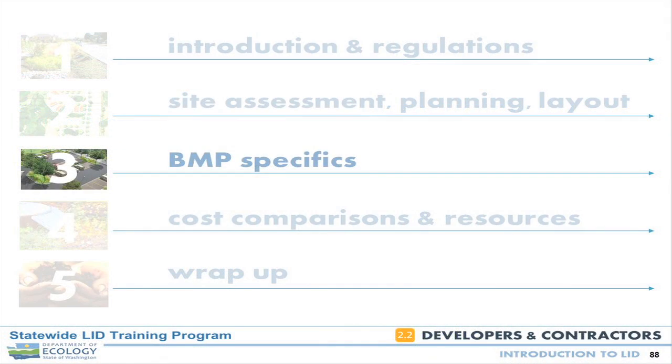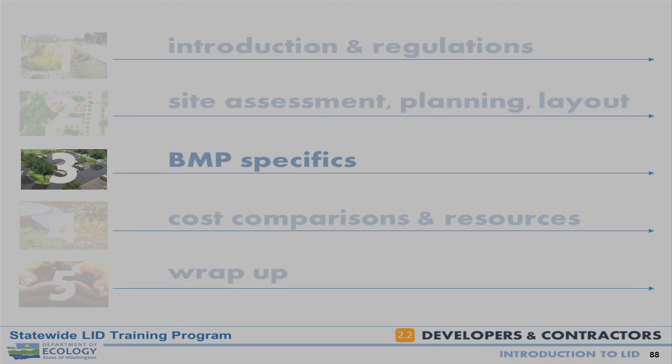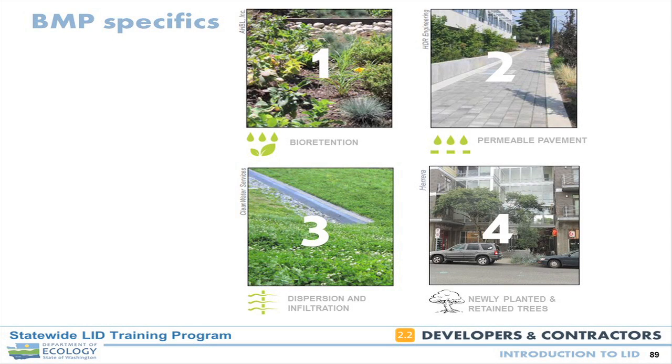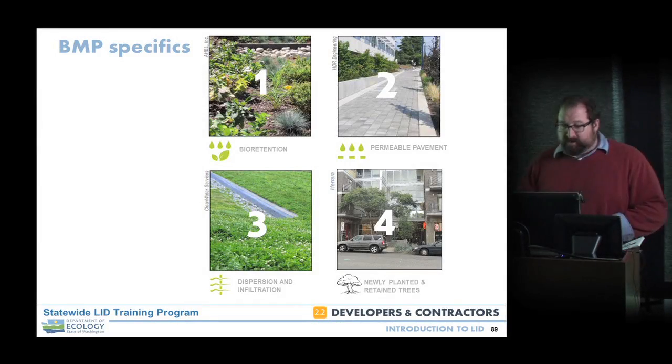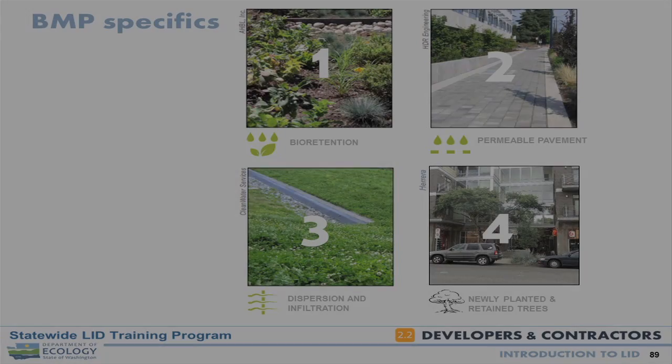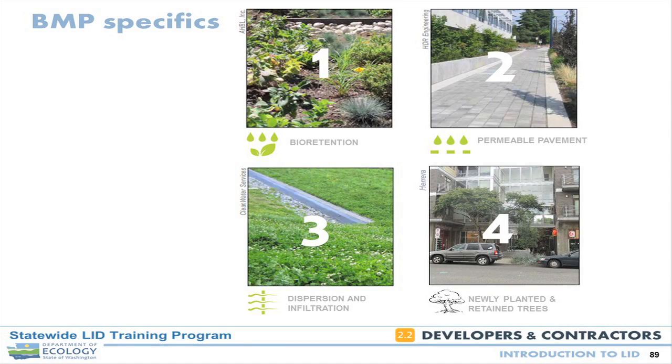So the last two sections, we're going to get into some specifics on the individual BMPs. Obviously this is going to be an abbreviated view, just because this is an intro training with limited time. There are four different areas we're going to talk about specifically: bioretention, permeable pavement, dispersion and infiltration, and the fourth being one that I like, newly planted and retained trees. All of these are part of the BMPs that are in the toolbox for low-impact development.